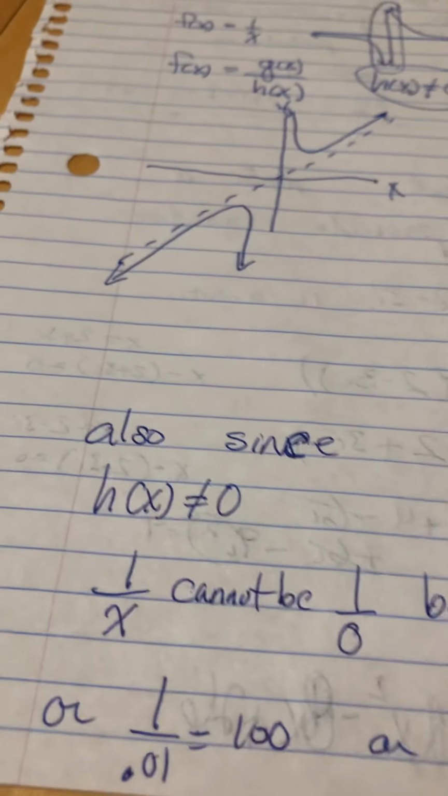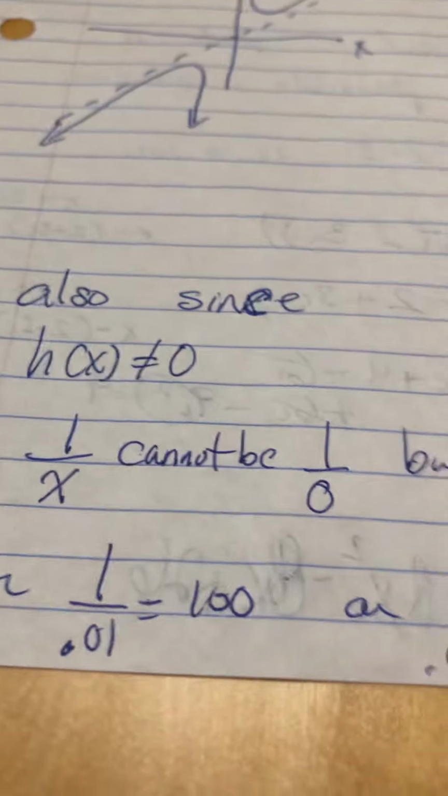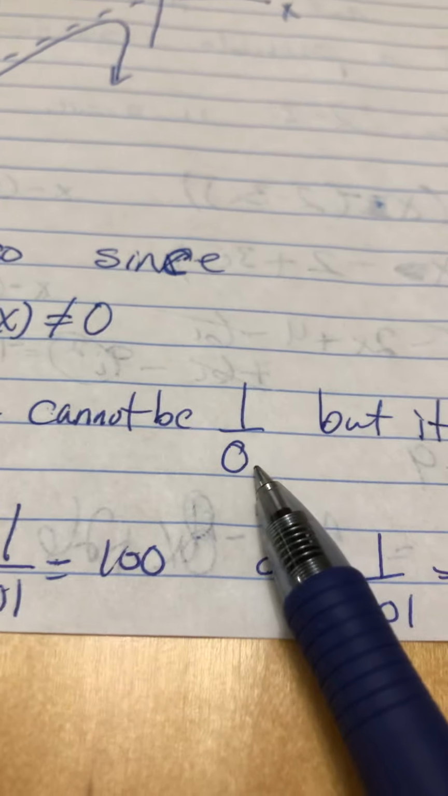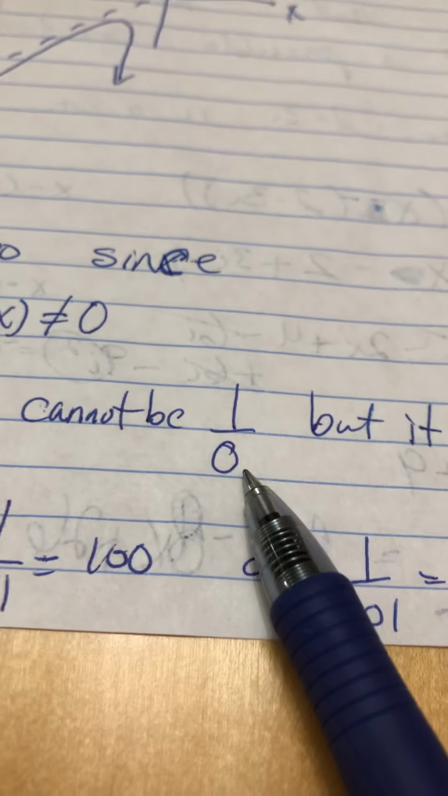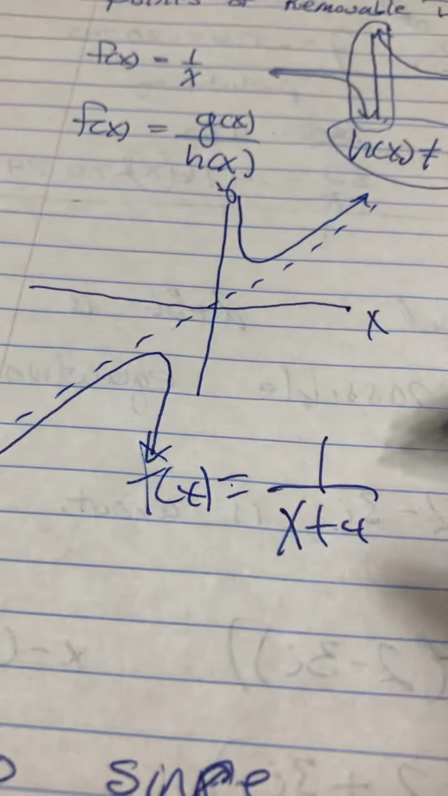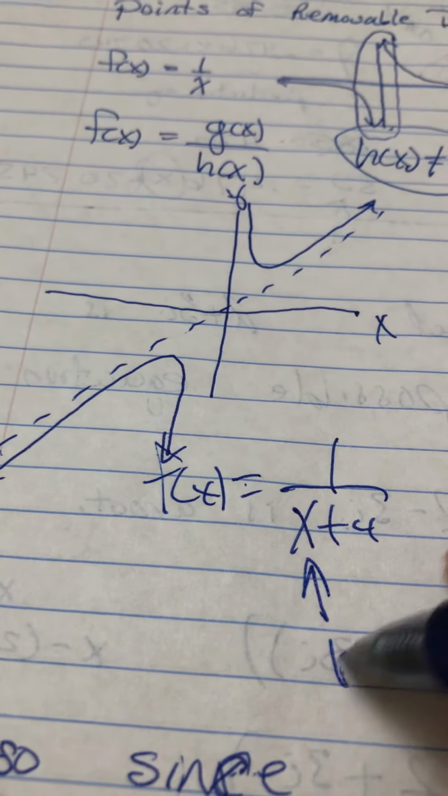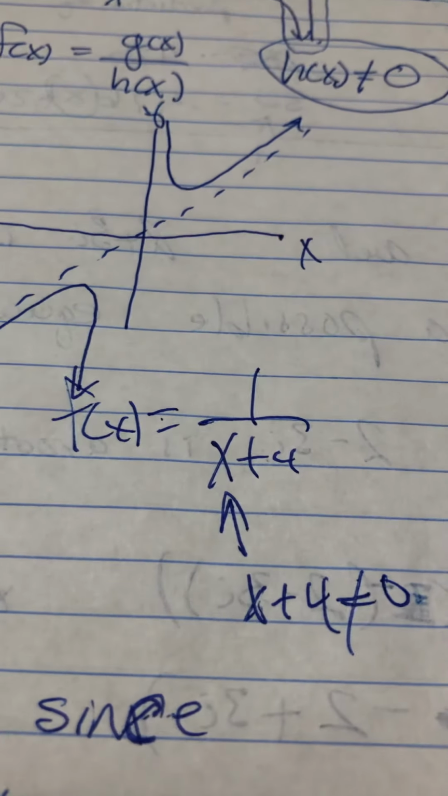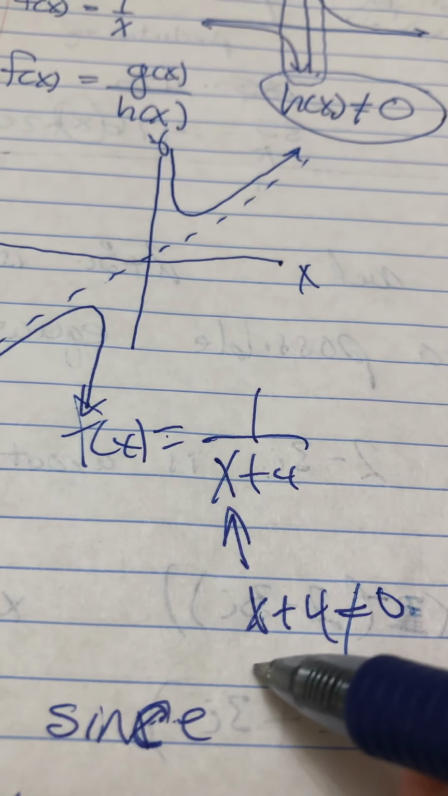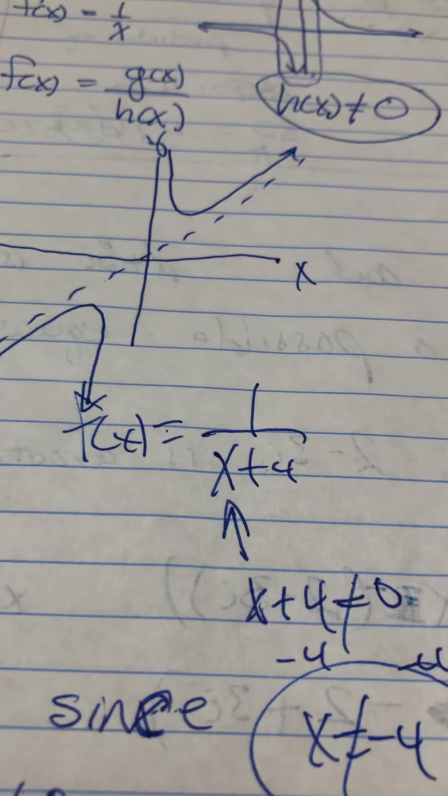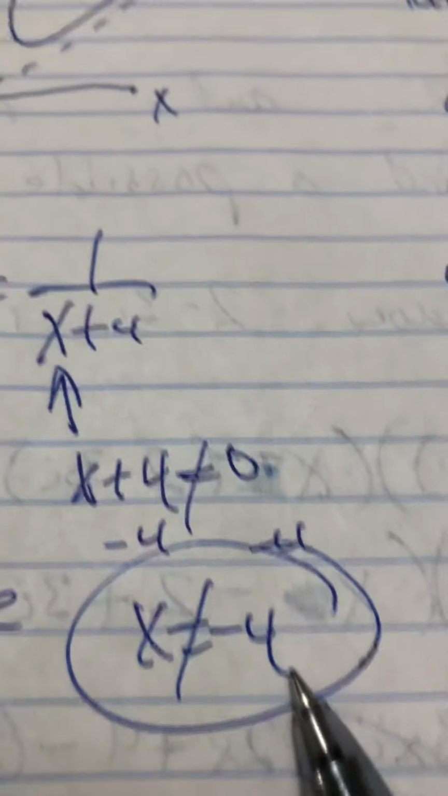Just a reminder that 1 over x cannot be 1 over 0. You're not allowed to plug in that 0 or generate a 0 in the denominator. So if your expression is 1 over x plus 4, and this is your f of x, that tells us how to figure out what values to avoid. We subtract 4, and we get x is not equal to negative 4. That's actually the domain: x cannot be equal to negative 4.